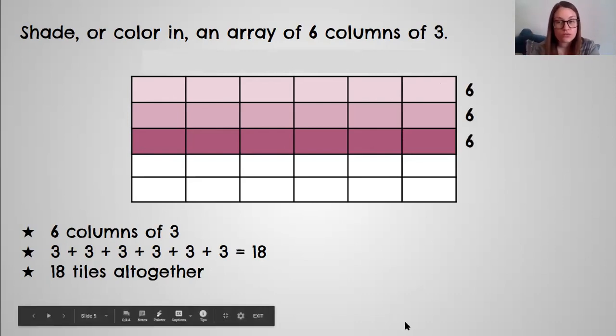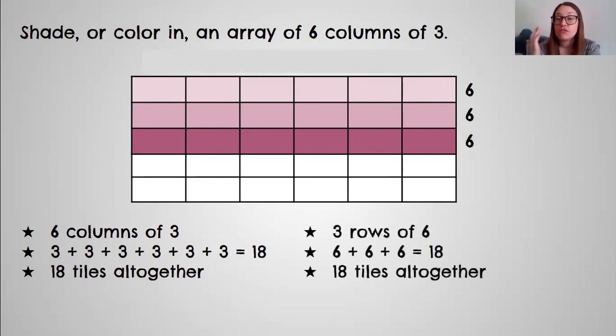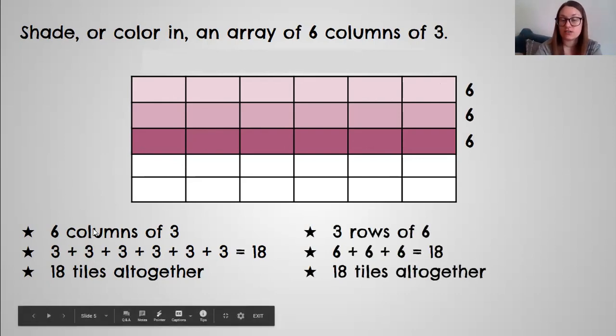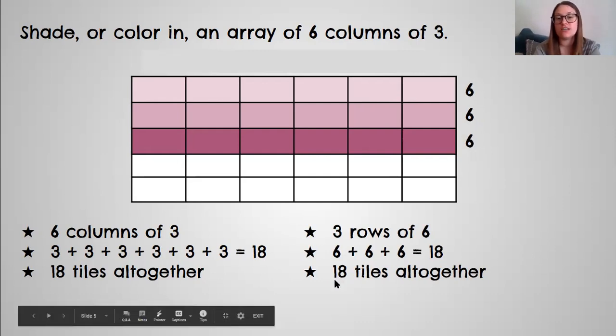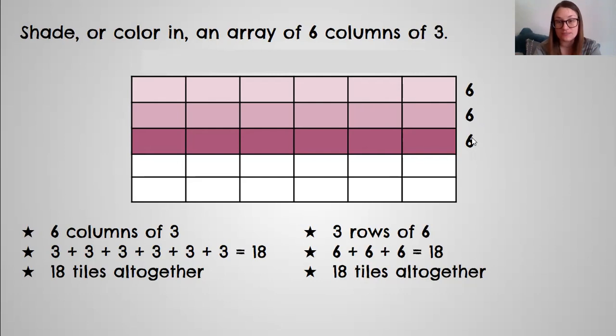So if we're looking at rows for this array instead of columns, what we know is we have 3 rows of 6 instead of 6 columns of 3. Our repeated addition equation, the answer doesn't change, but the repeated addition does, because now we're looking at rows instead of columns. So in each row, there are 6 square tiles, and there are 1, 2, 3 rows. So it's 6 3 times, which tells us there are 18 tiles altogether, because 6 plus 6 is 12, and 12 plus 6 is 18.